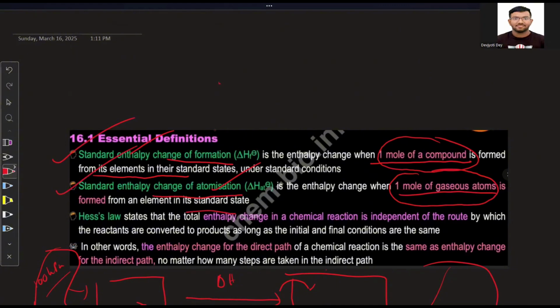And if I talk about standard enthalpy change of combustion, what do you mean by that? Can you please tell me?